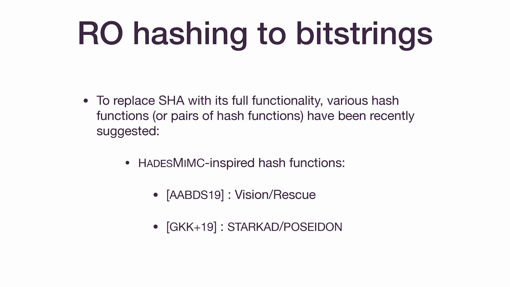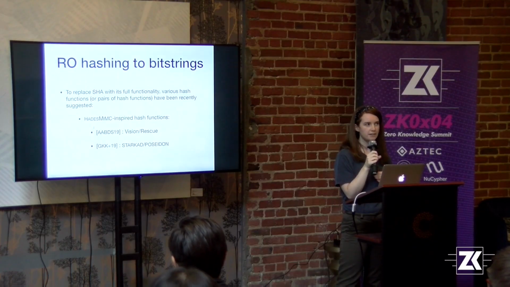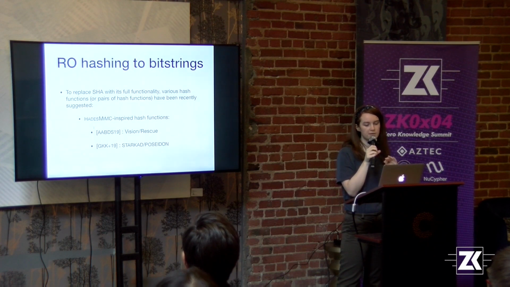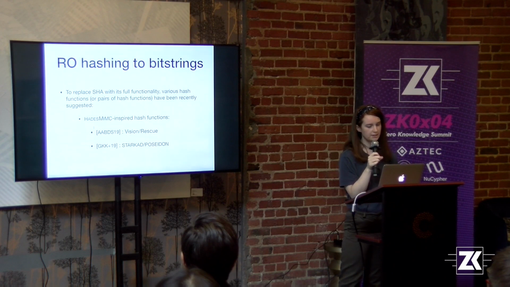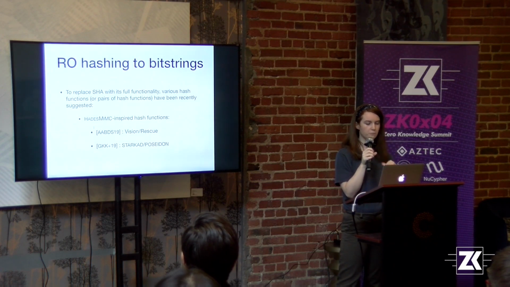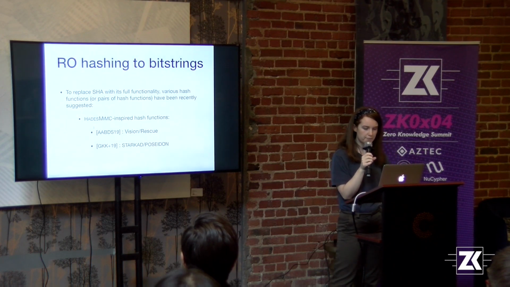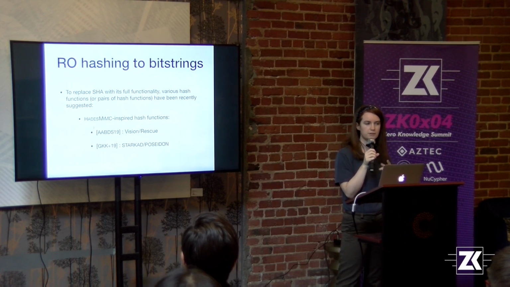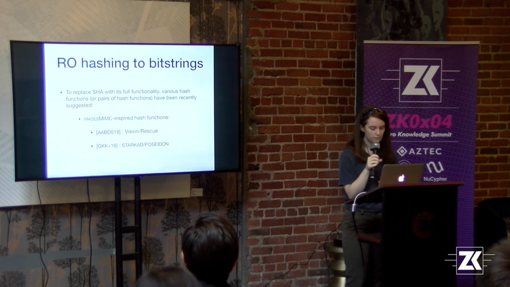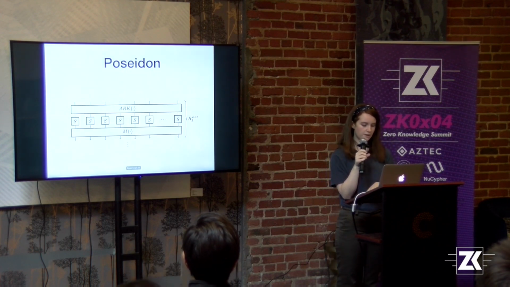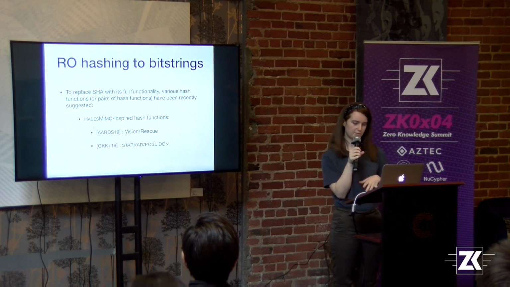Then the more recent line of work, of which we have one of the authors in the room, there's a pair called Vision and Rescue and a pair called SNARK and Poseidon. And these are papers that are written with the motivation of hashing inside of SNARKs. So they really take care to make sure that you're not wasting any multiplications. The pairs, because one of each of them targets a binary field and the other one targets a prime field. So we have Rescue and we have Poseidon.